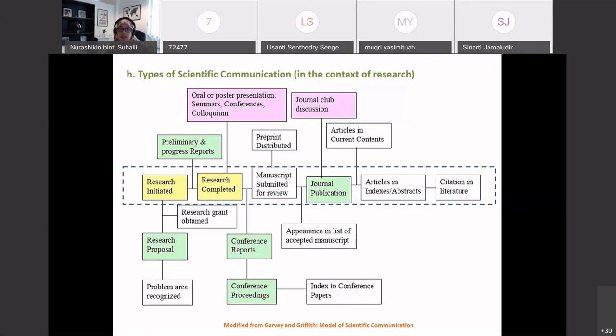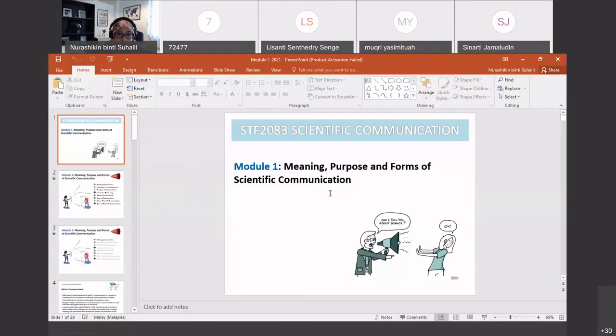So this is, in general, the types of scientific communication: what forms of communication exist from the time the research is initiated until you complete the research. All right, so that's all about module 1. Any question on module 1?